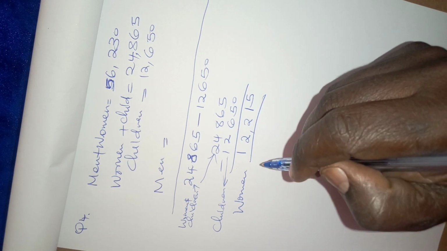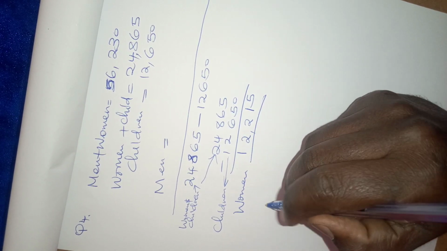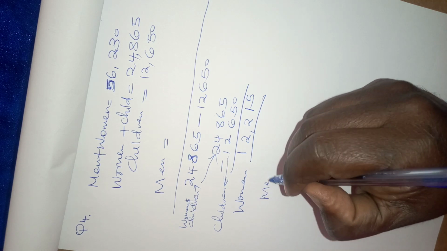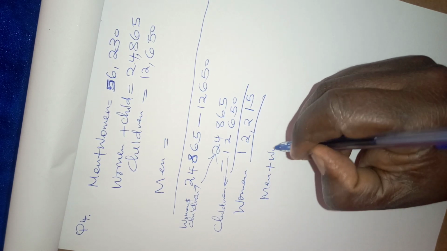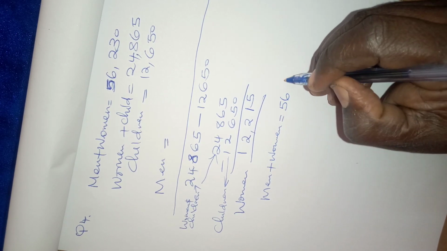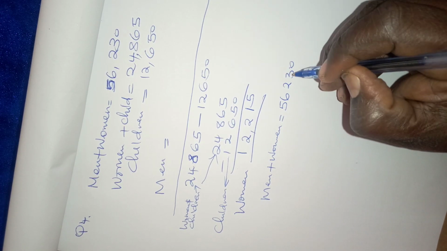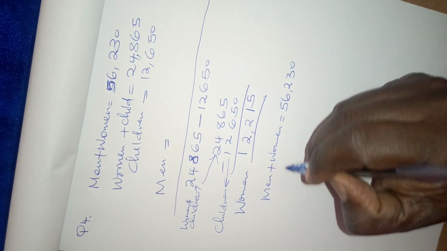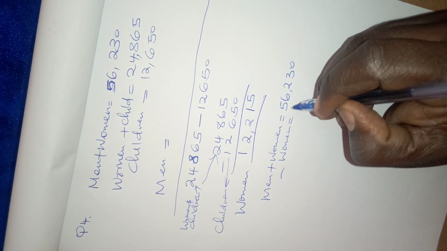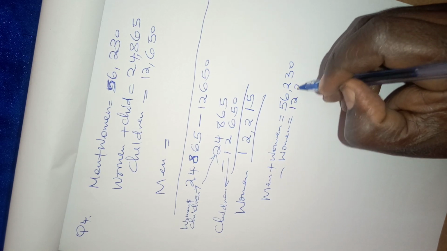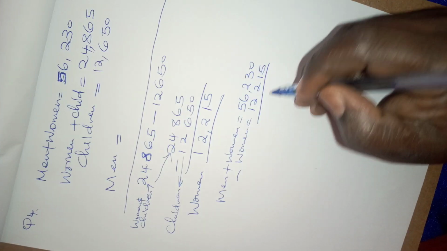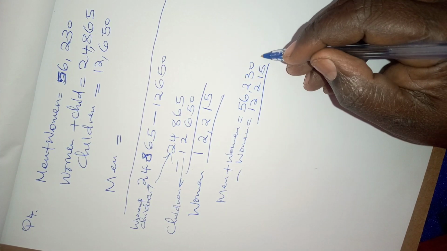Now that we have the number of women, we can go back and subtract that from the number of men together with women, which was 56,230. Then we subtract women, which is 12,215. If we do this, we shall come up with the number of men alone.